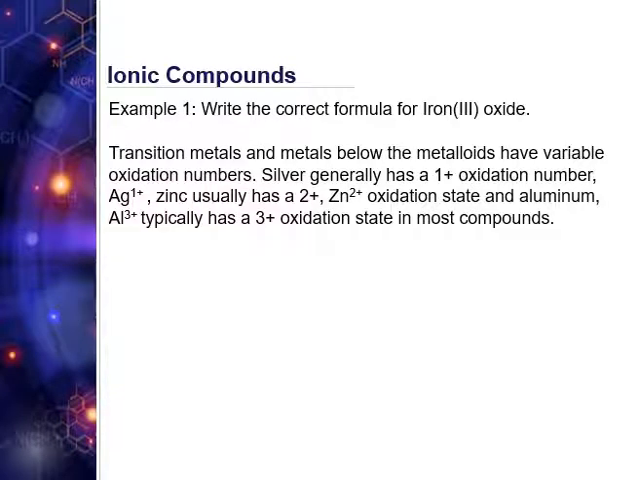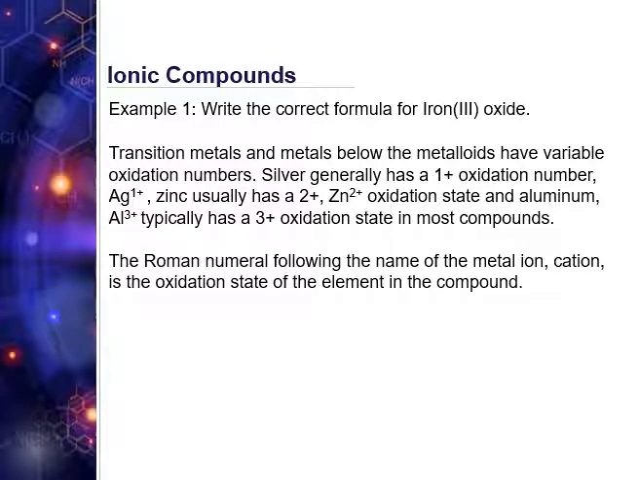Transition metals and metals below the metalloids have variable oxidation numbers. Silver generally has a 1+ oxidation number, zinc usually has a 2+ oxidation state, and aluminum typically has a 3+ oxidation state in most compounds. The Roman numeral following the name of the metal ion, the cation, is the oxidation state of the element in the compound. So in this compound, iron will be a +3.